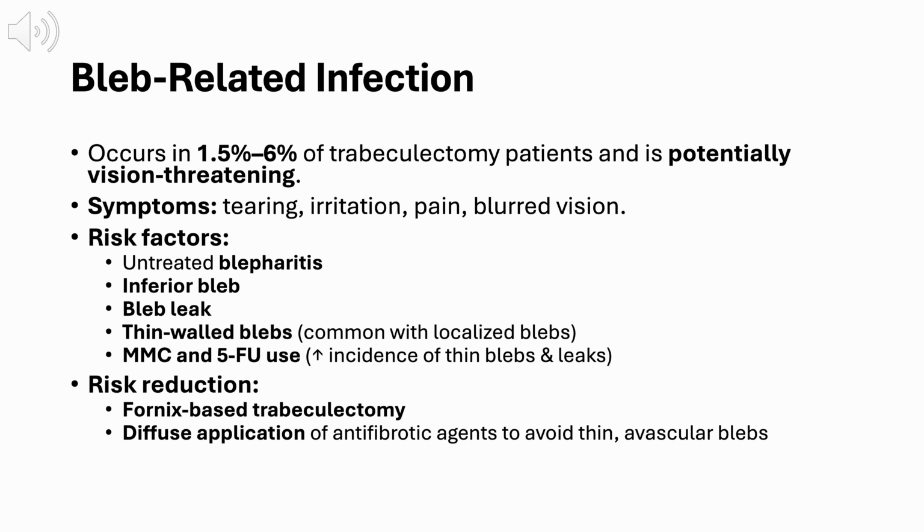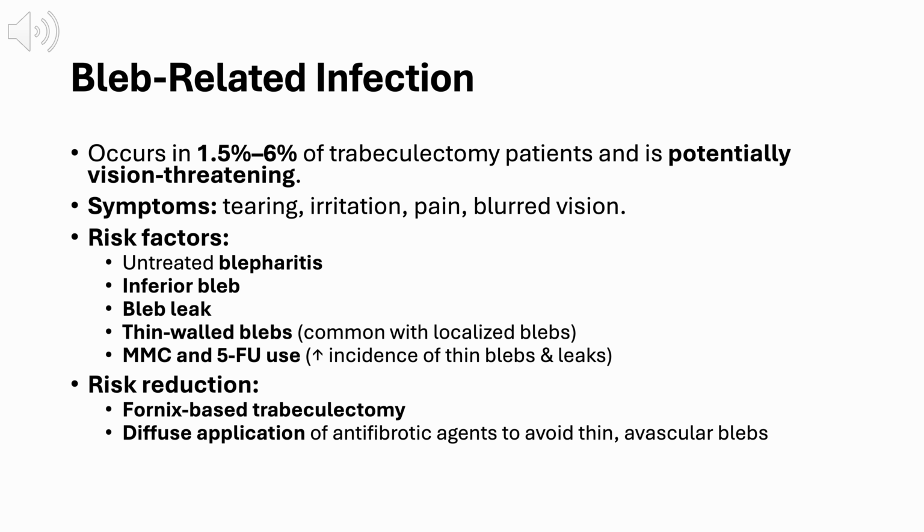Blepharitis is a major one. An unstable lid margin seeds bacteria directly onto the bleb. Inferior blebs sit in the tear lake and are exposed to more bacterial load. Bleb leaks dramatically increase the risk by providing a direct pathway into the eye. And thin-walled blebs, especially those created with high-dose MMC or 5-FU, are structurally fragile and more prone to leak or become infected. Risk reduction centers on good surgical planning and post-operative management.